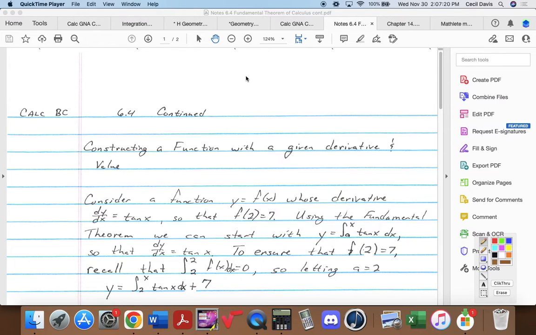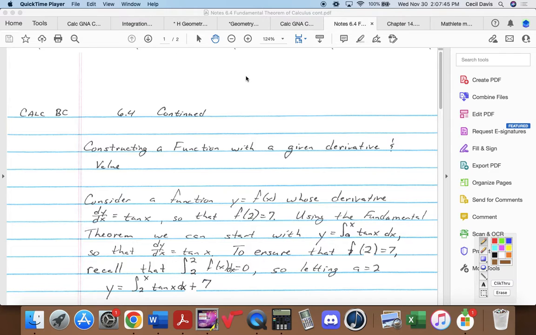All right, today we're going to continue the fundamental theorem section. We'll do some basic ideas, and then we'll do part of a problem that was on an AP exam. I try to work those in as often as possible, just so you can get more comfortable with what those look like for calculus.